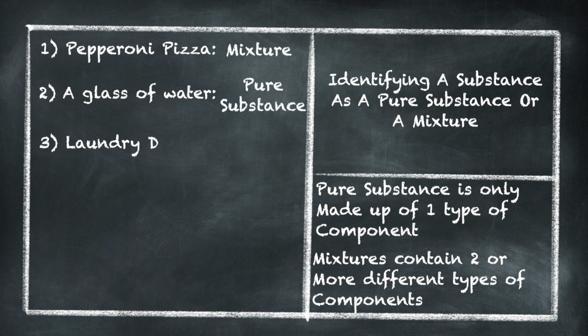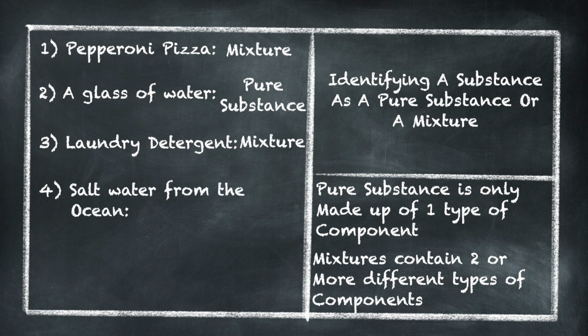Substance 3, laundry detergent. Laundry detergent is made up of many different types of chemicals and compounds. Though it may look uniform in appearance, it has loads of different chemicals that make it up. This means that laundry detergent is a mixture. Substance 4, salt water from the ocean. Ocean water is made up of water molecules, salt molecules, and many other different types of compounds and minerals. This means salt water from the ocean is a mixture.